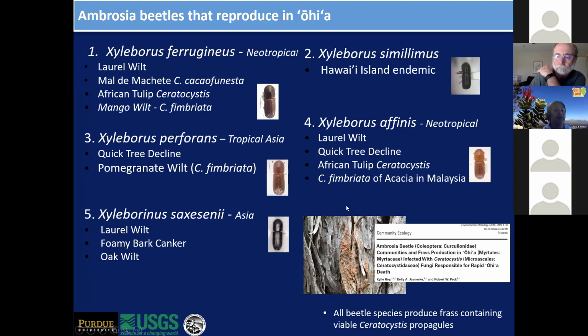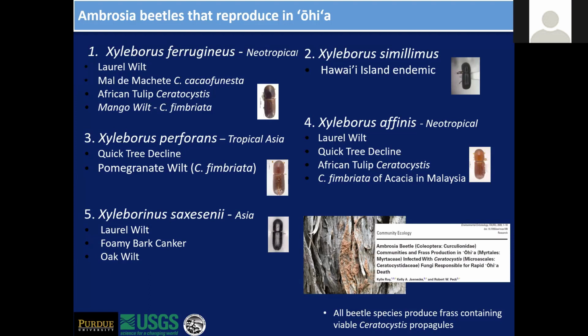And a quick update on work that I've been doing with Roshan on Kauaʻi. We've found all these same ambrosia beetle species associated with ROD on Kauaʻi, except for, of course, the Hawaiʻi Island endemic Xyleborus similimus. And we have also found another beetle species, a platypodid beetle in the genus Crossotarsus, on Kauaʻi as well.